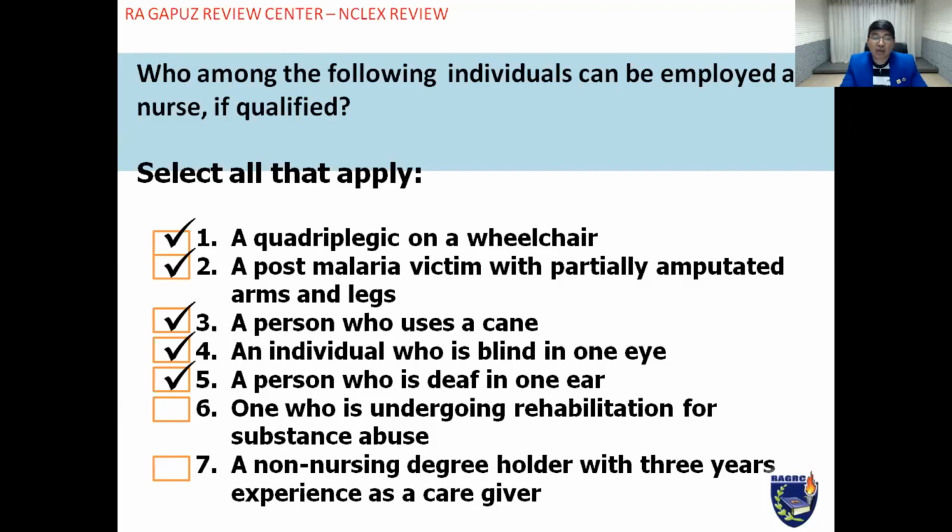One who is undergoing rehabilitation for substance abuse, well, this could be an impaired nurse. Some institutions actually allow these nurses to work either after rehabilitation or while undergoing rehabilitation. So we put a check, yes. Now, a non-nursing degree holder with 3 years experience as a caregiver, they don't possess the necessary professional qualifications to work as nurses. So we put an X because they don't have the degree. Okay, so the correct answers are options 1, 2, 3, 4, 5, and 6.